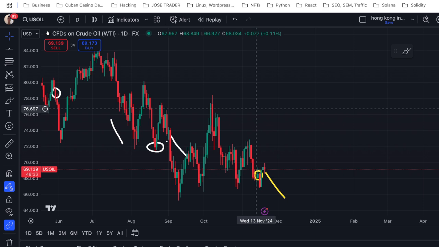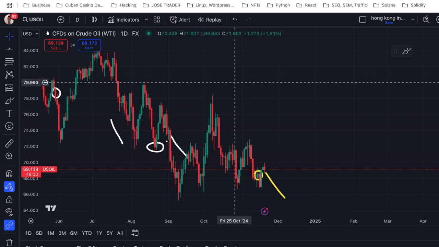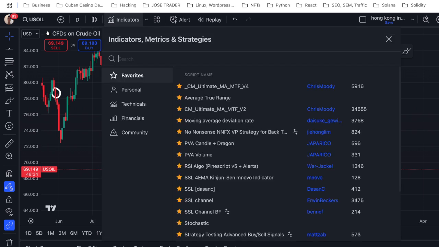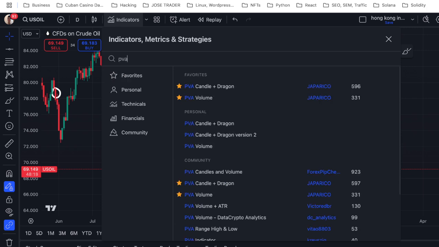Let's say you want to plot the PVSRA indicator that I've made for this platform. All you have to do is go to indicators and look for these two. So you type here PVA. The name of the strategy is called PVSRA, Price, Volume, Support, and Resistance Analysis. The name of the indicator, I changed it to PVA because it shows the price, the volume, and analysis. It doesn't show the levels of support and resistance, and I'm going to talk about that in a second.